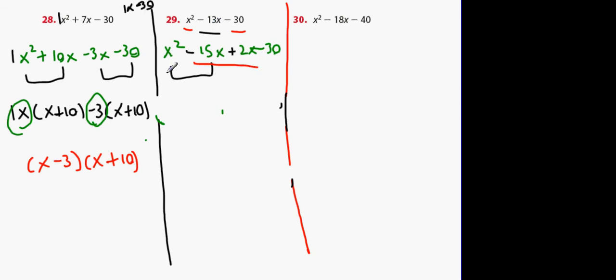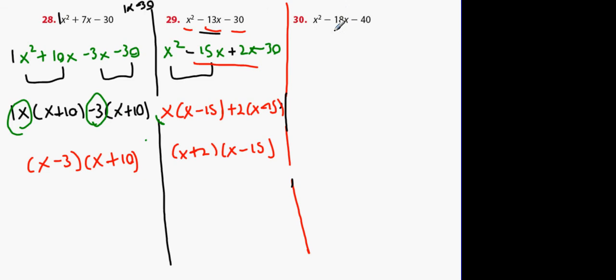Then you can factorize again. You get x into x minus 15 plus 2 into x minus 15. And now your answer is going to be x plus 2 into x minus 15. That's the most common error, not breaking up your middle number correctly, okay? Good spot.